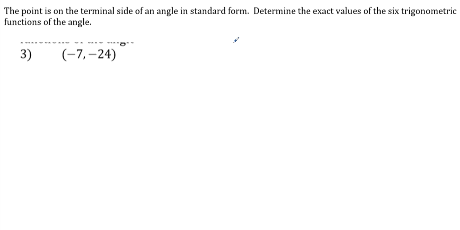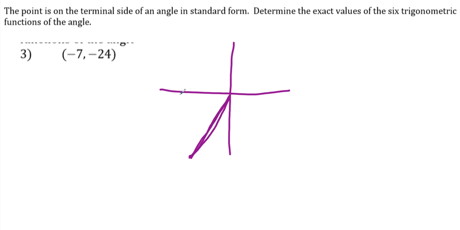Here we have another one. We're going to have negative 7, negative 24 way down here somewhere. That is just downright pathetic on my part. So I'm going to do my reference angle, which is right here. This is my terminal side. That's my reference angle, and there's my x-axis. So this is negative 7, negative 24. Now I did this one again because it's a triple.